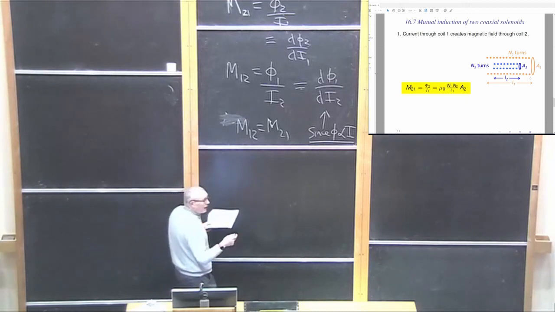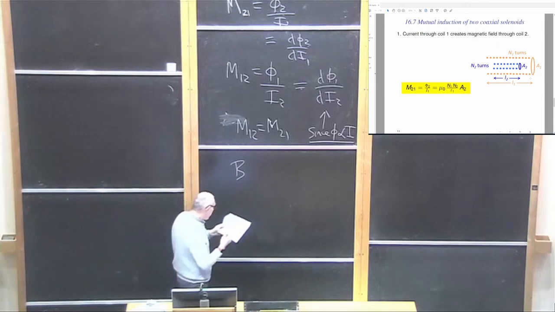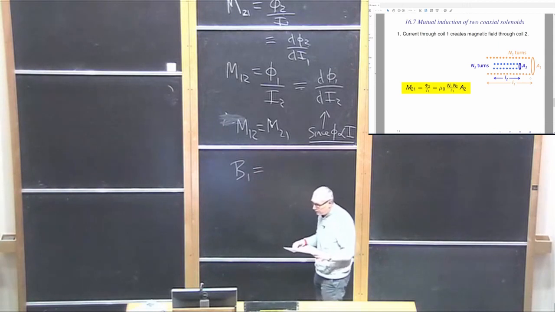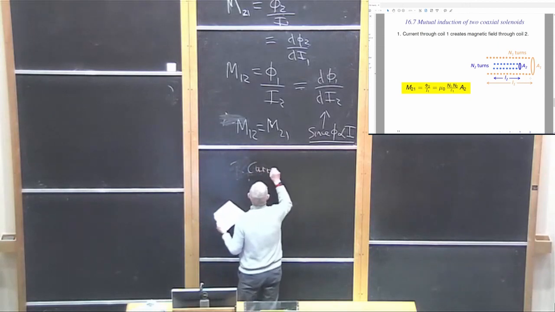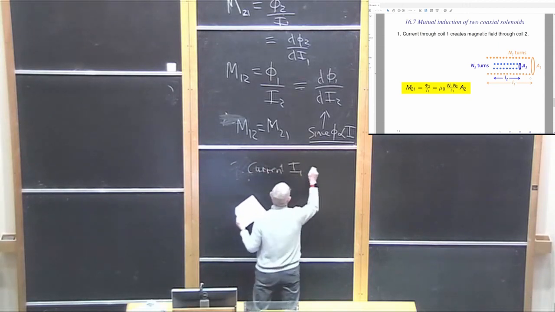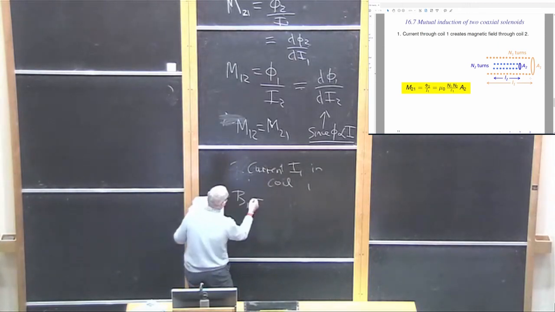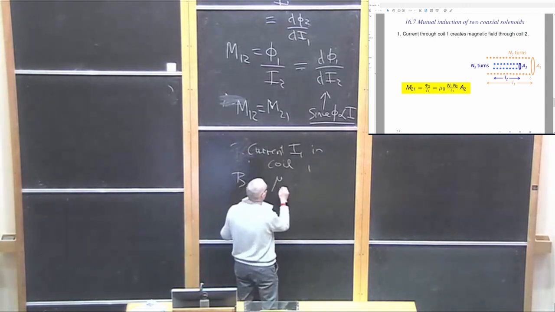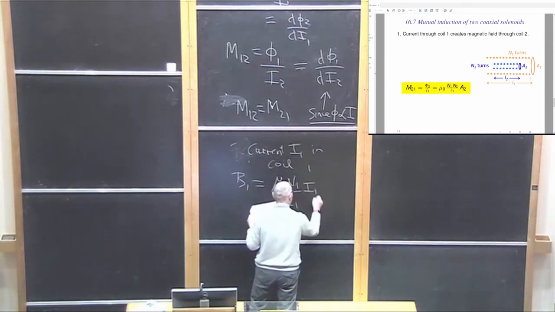So now coming to the calculation here. So B1, right, we've got a current I1 through coil 1. So B1 is equal to mu naught N1 over L1 I1.